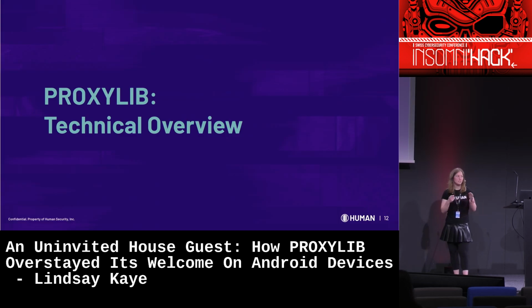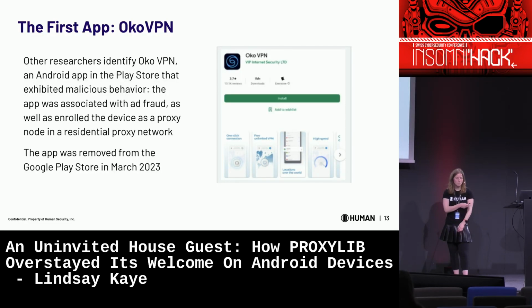Now I'm going to get into the technical overview of the first part of PROXYLIB. Like many other researchers in this industry, what we generally try to do is look at other industry publications, often related to things like ad fraud and bot threats, because ultimately we want to be aware of anything coming out that might harm our customers. So we saw this report where other researchers identified an app called OkoVPN. This Android app was in the Play Store, and they mentioned that they saw it associated with some kind of ad fraud. Okay, interesting to us. That's something that we obviously want to protect our customers against.